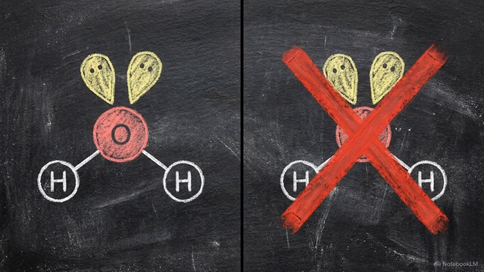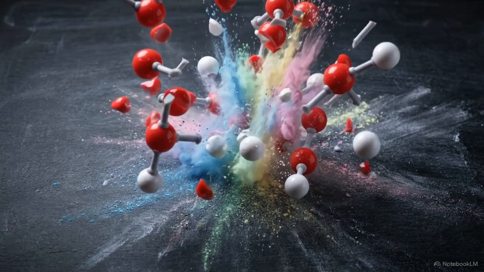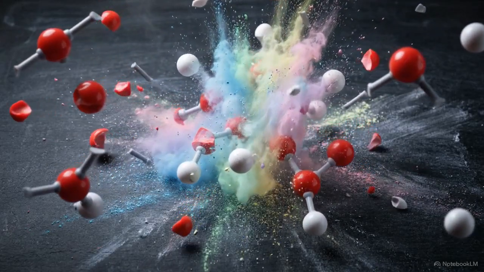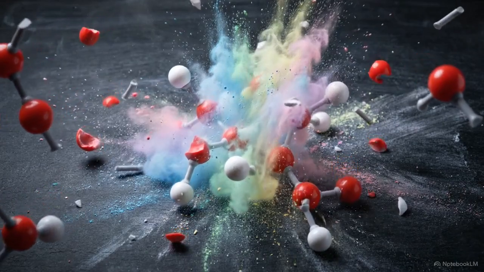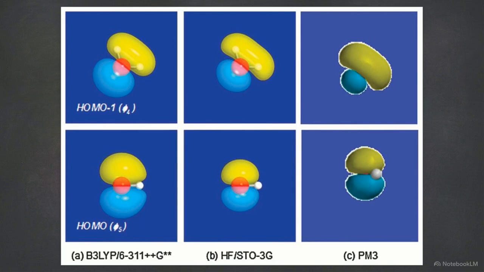are false. But when we rigorously test these classical assumptions against modern high-level quantum mechanical calculations, the entire VSEPR model completely collapses. This source image shows the actual electron density of a water molecule, calculated through density functional theory. Notice the distinct shapes of the HOMO and HOMO-1 orbitals. Across every valid computational model, the 2 lone pairs are completely inequivalent in shape, orientation, and energy.